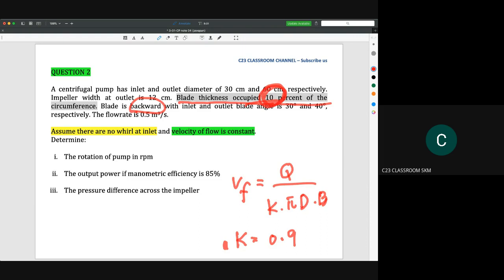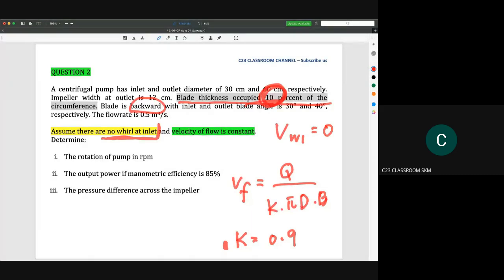So then it gives you a backward blade here, and then they give you another statement which is there are no whirl at inlet. So when it says that there is no whirl at inlet, it means that the V whirl 1 is equal to 0. So you need to draw your velocity triangle slightly different compared with question number 1.